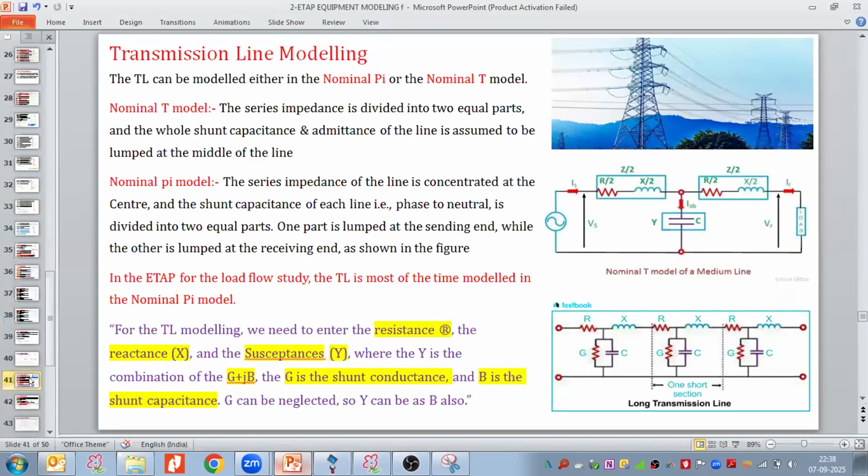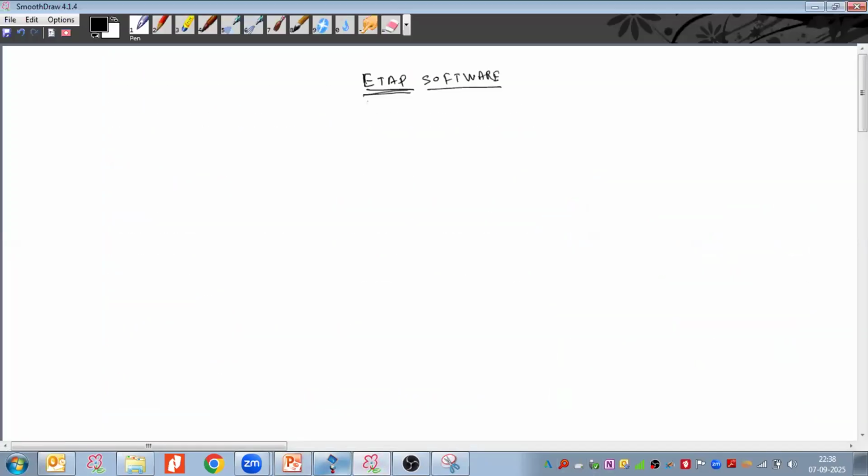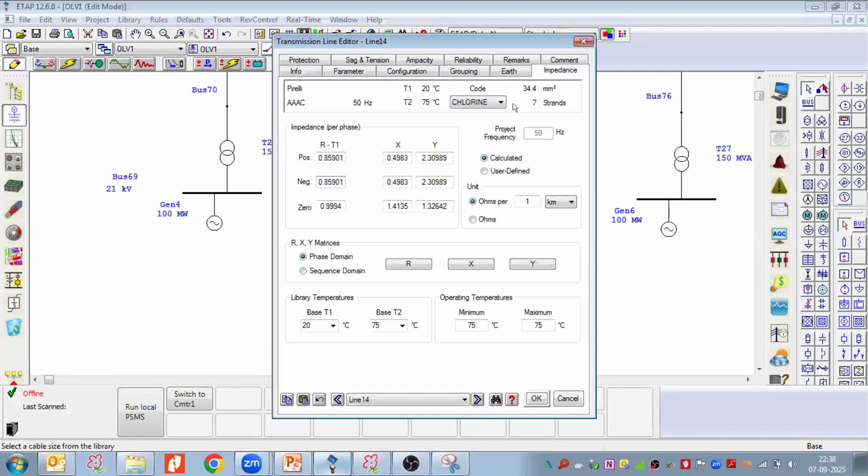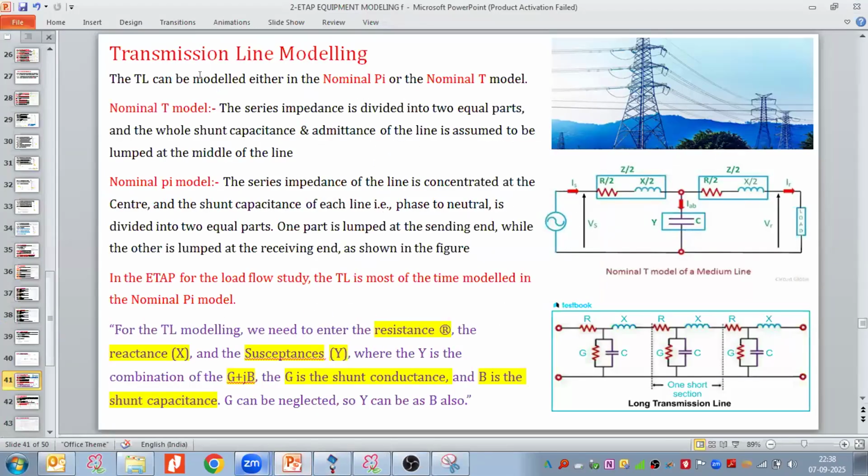Okay, so transmission line. Before modeling, let us see the parameters. What is the meaning of R? What is the meaning of X? And what is the meaning of this Y susceptance? What is the meaning of those parameters? So the transmission line can be modeled either in the nominal pi model or the nominal T model.